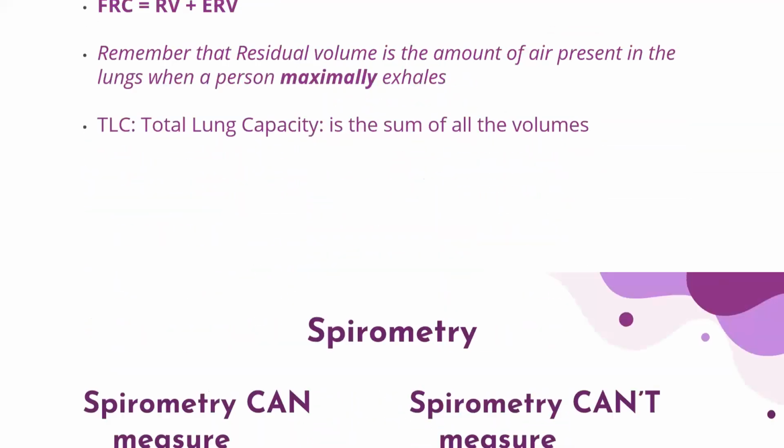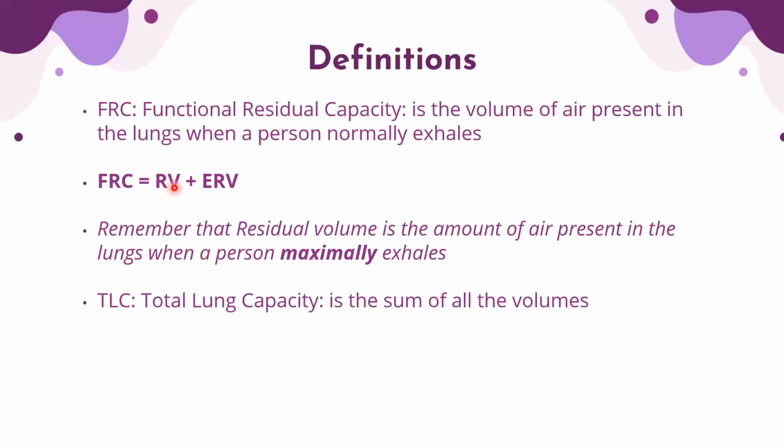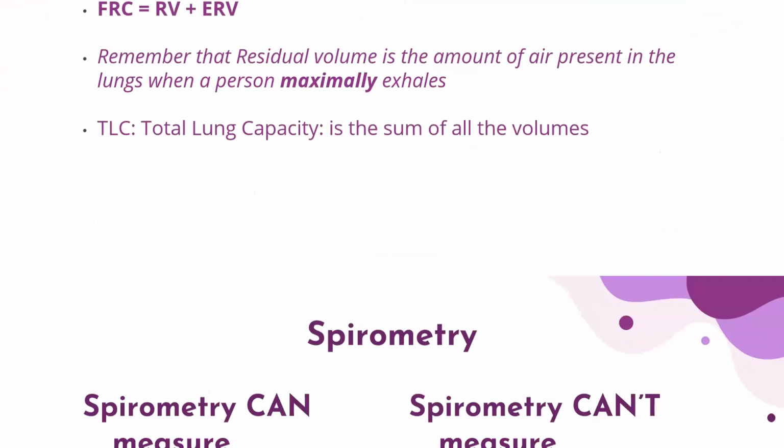Because if we go back here, FRC is residual volume plus expiratory reserve volume. It's the volume of air present in the lungs when a person normally exhales. The spirometer can't tell you what the residual volume is, thus it can't measure functional residual capacity. Does that make sense?